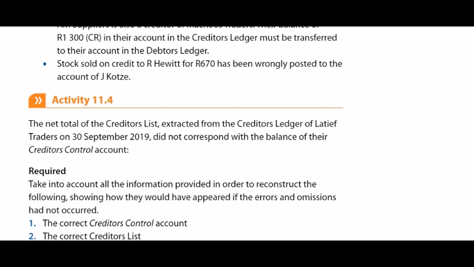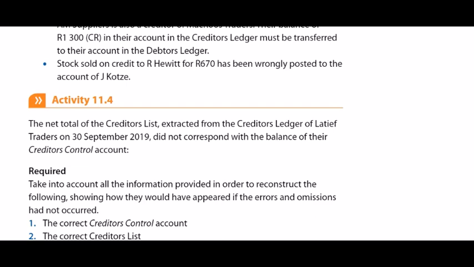And you need to know when an adjustment entry will affect the control account or the list, or both the control accounts and the list. And if you are still very confused, I want to urge you to go back and look at that video that I posted at the beginning of last week that explains this chapter. Otherwise, you will really struggle.